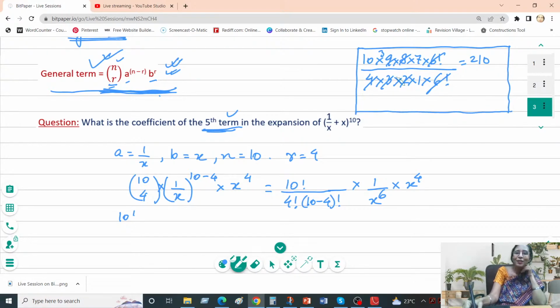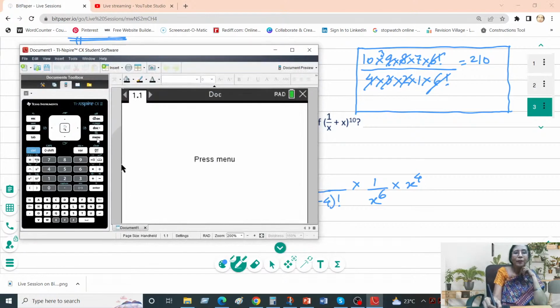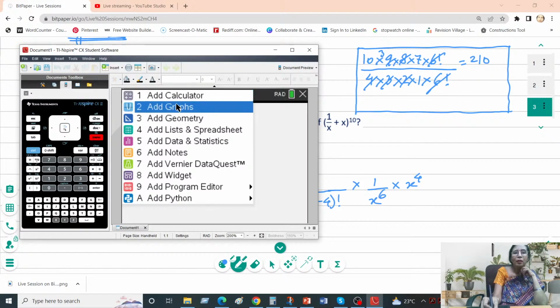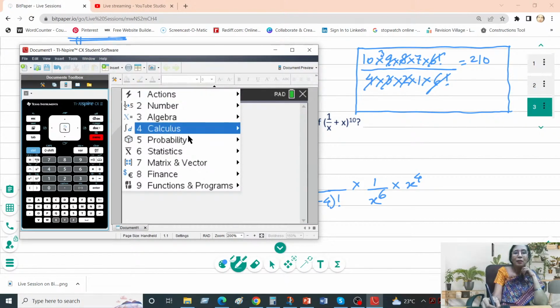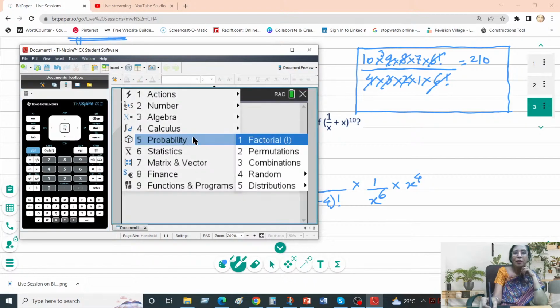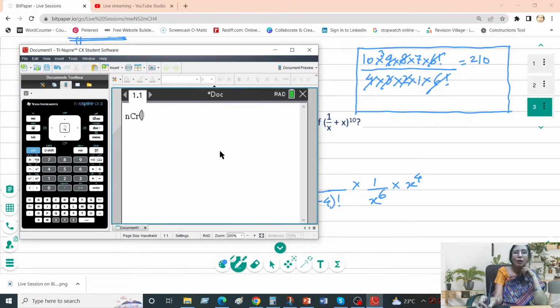So it is 10C4. Of course, if you want, I can verify. That can be done. So menu, add calculator first of all. And then menu, probability and then combinations. And nCr is equal to 10, I have to write 10 and then comma and then 4. The parenthesis and this. See, 210.